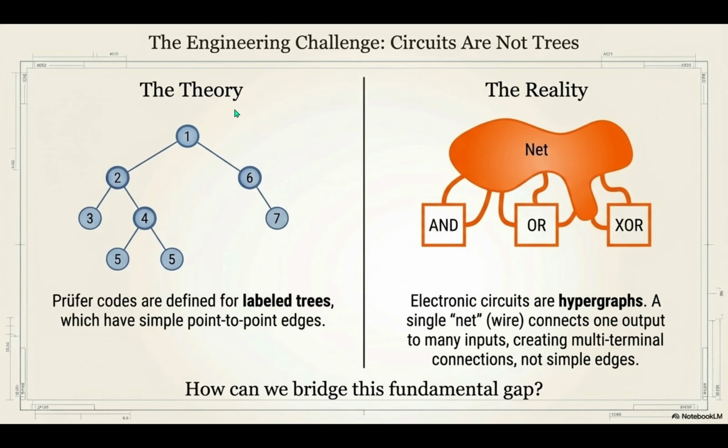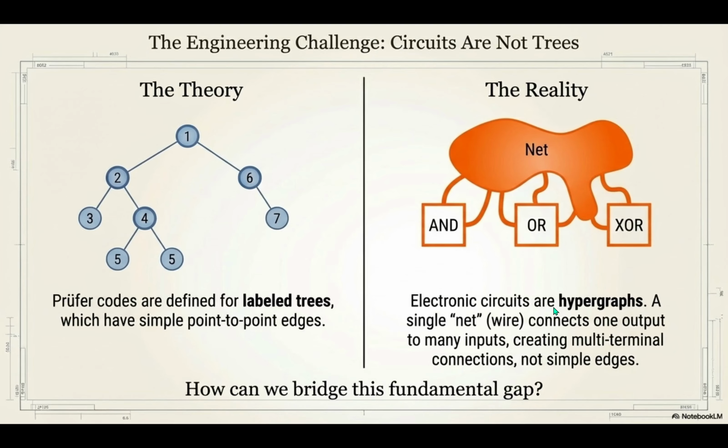Mhm. In graph theory, an edge connects point A to point B. But on a chip, a single wire, a net, might connect one output to, say, 20 different inputs. Like a broadcaster sending a signal out to dozens of receivers at once. Right. And Prüfer's original math just can't handle that kind of multi-terminal connection. It's built for point-to-point. So how on earth do you translate that octopus structure into something Prüfer can understand?